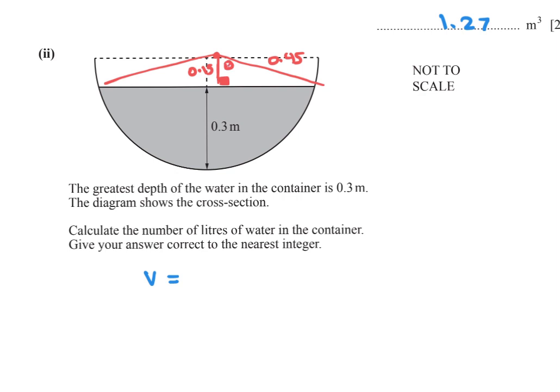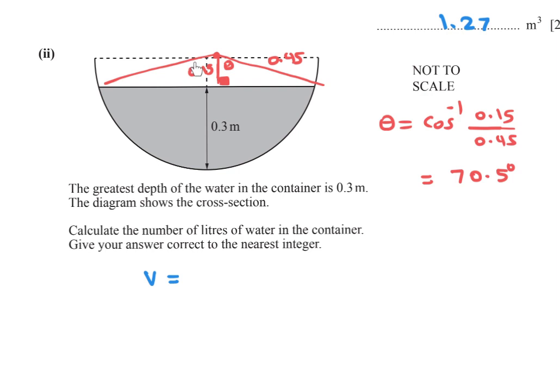Okay, so theta. To find this angle theta, we have the adjacent and the hypotenuse, so we use cosine. To find this angle, cosine inverse of 0.15 over 0.45. So what is the answer? This angle is 70.5 degrees.